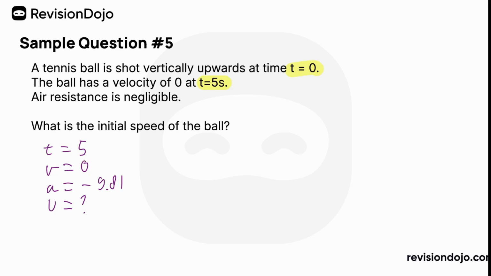Let's look at our equations. Which one has all of these variables? The first one, first equation of motion. So v equals u plus at. We simply rearrange the equation to look for what we want. So v minus at equals u, and then we substitute the values.